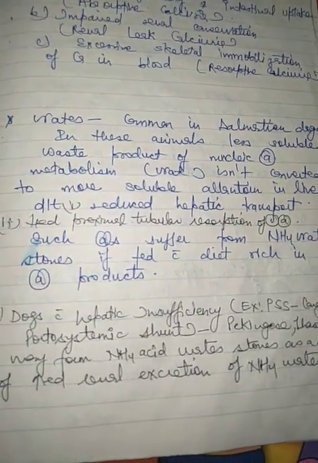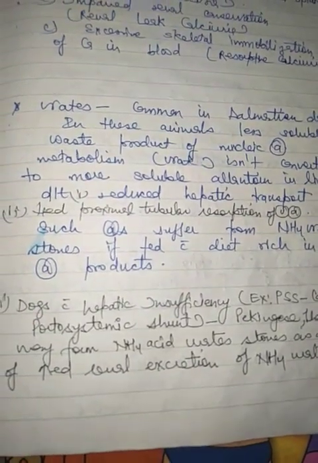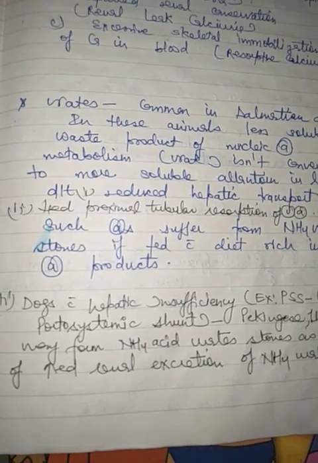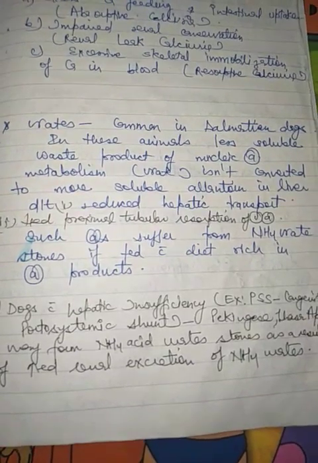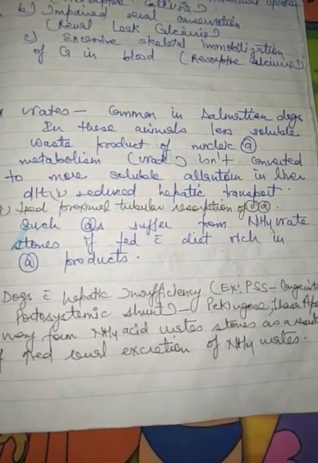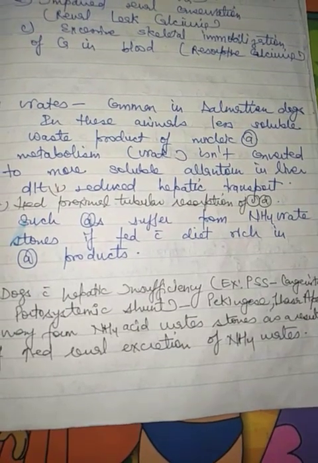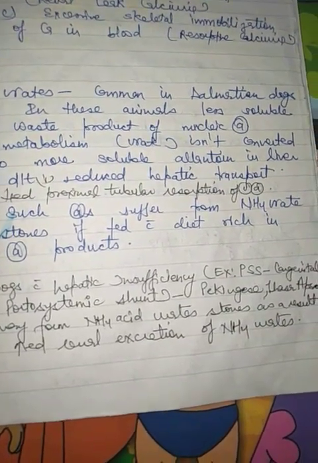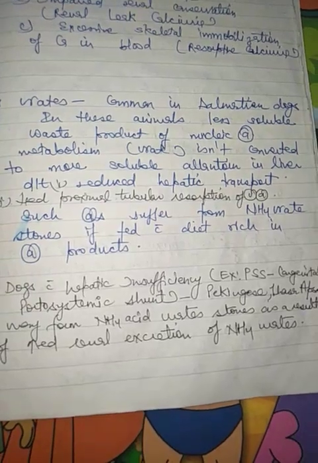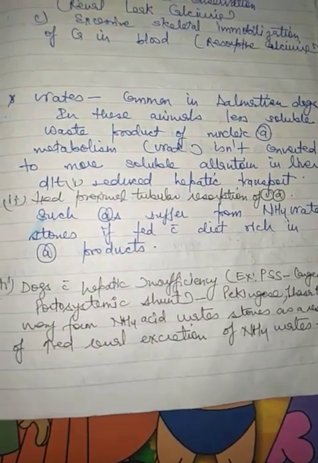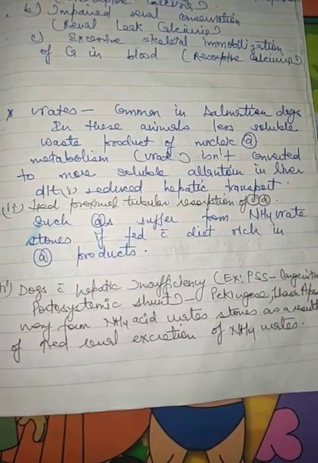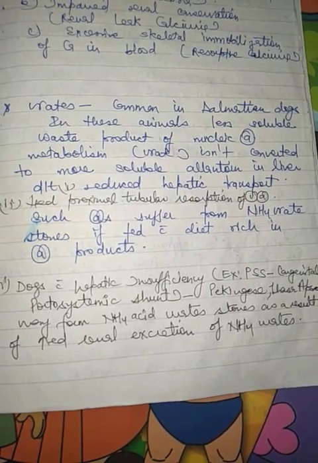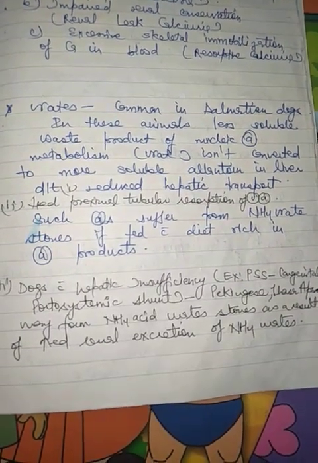Now we will see the urates. We all know that the commonest stone found in dogs is struvite, but in the case of Dalmatians it is urates, not struvite. In these animals, because of specific reasons, these crystals or stones are found. The less soluble waste product of nucleic acid metabolism, that is urate, is not converted to the more soluble allantoin in the liver because of reduced hepatic transport.